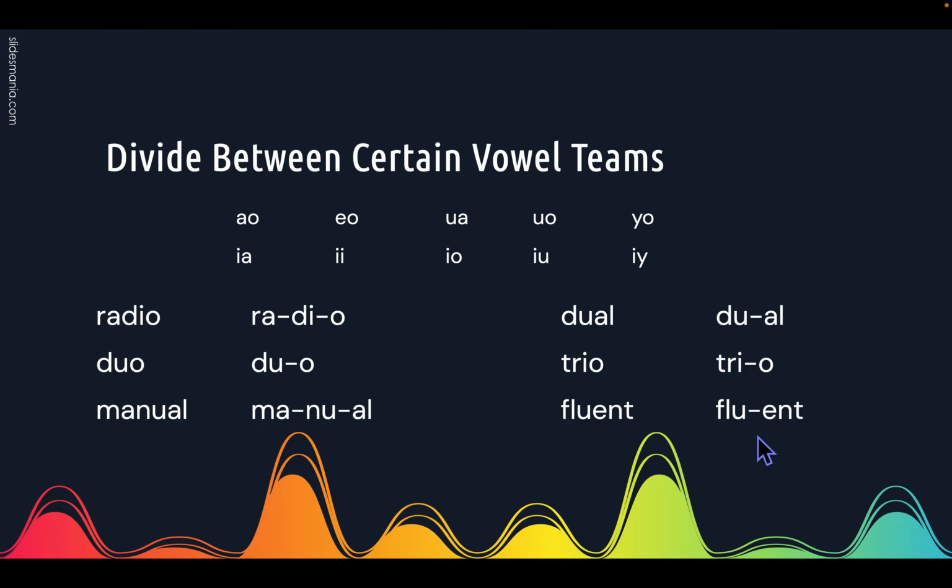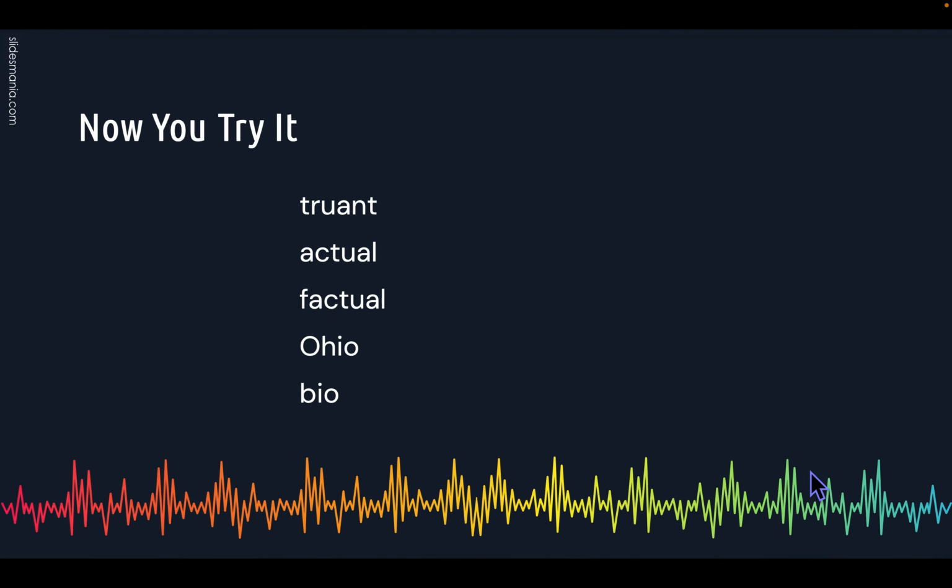We're going to split here, and we have fluent. So you split between the vowels and see how you do. Truant. Actual. Right here we're splitting between our two consonants. Same thing here. Factual. After a vowel before a single consonant and between our two vowels. Ohio and bio.